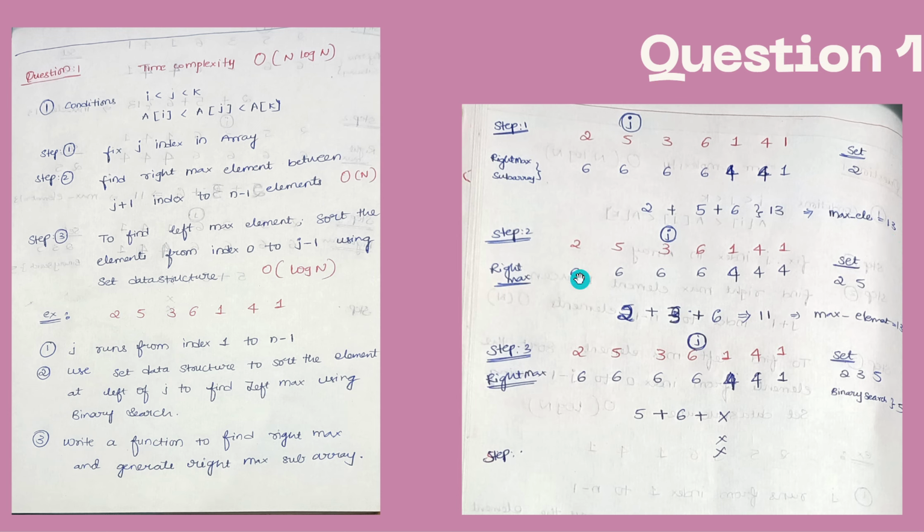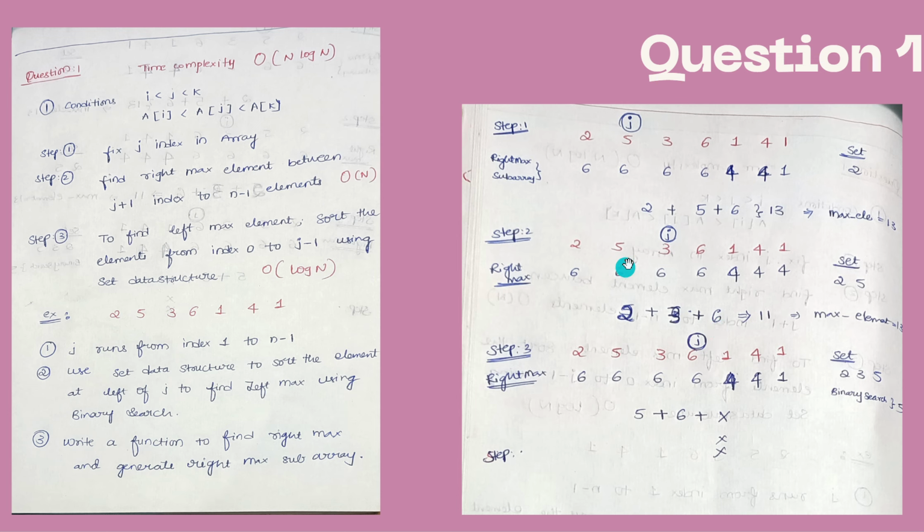Step 2, j plus plus. Now j is over here. What I have said, fix j. So j is fixed, okay, 6. j is fixed, okay, 3. Now what I have already told you, find the right max subarray, the right max element. What is the right max element? 6. So we got 6 also.